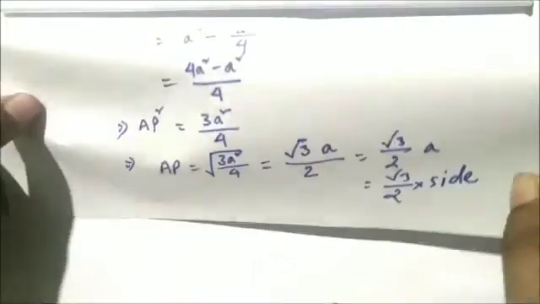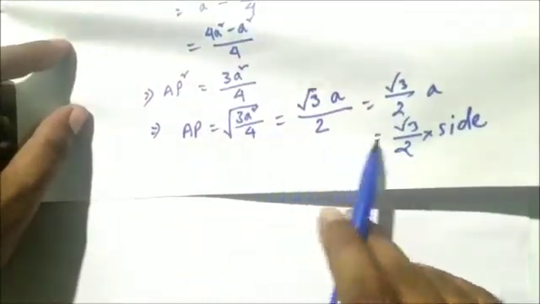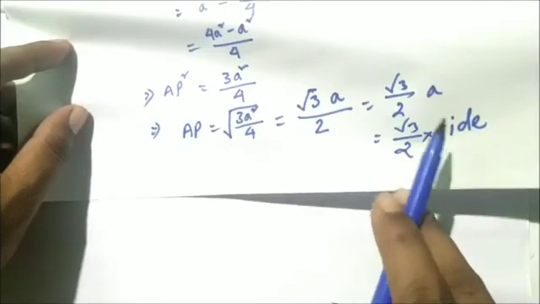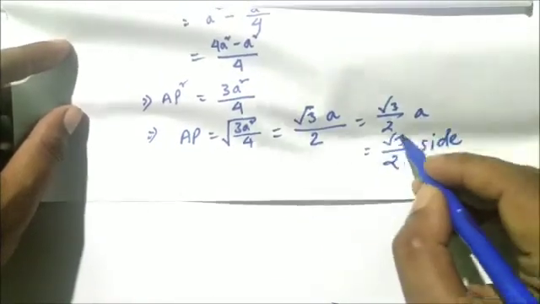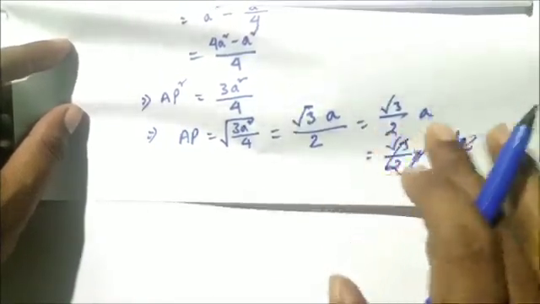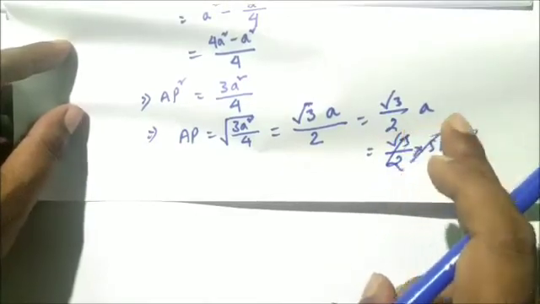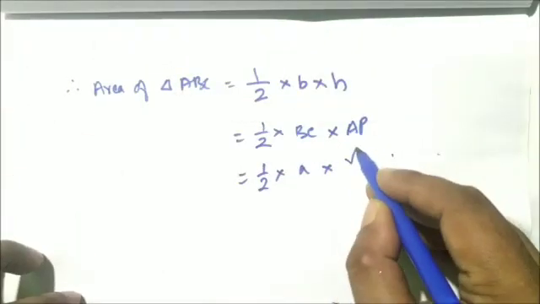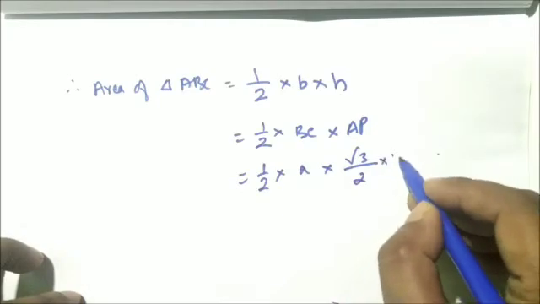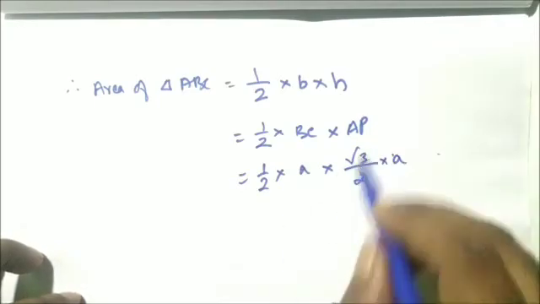And this AP, the height: few seconds ago we found AP is root over 3 by 2 into side. That means root over 3 by 2 into A. So this is the AP.